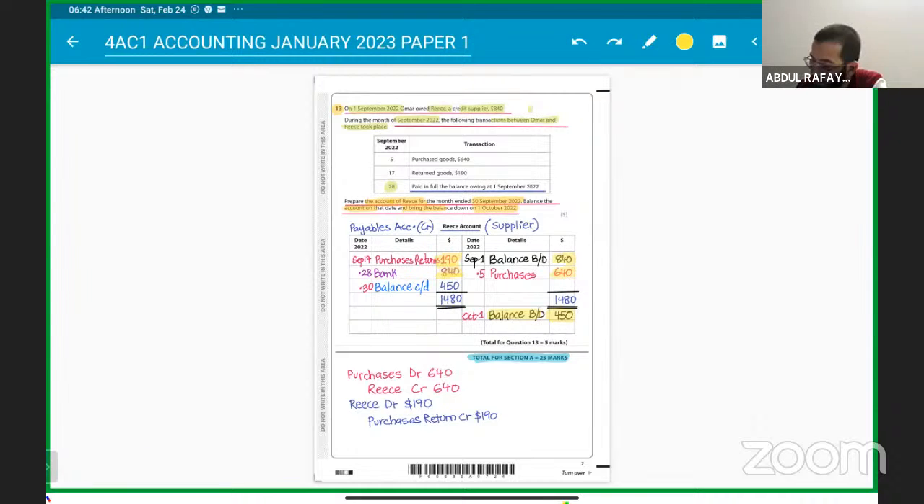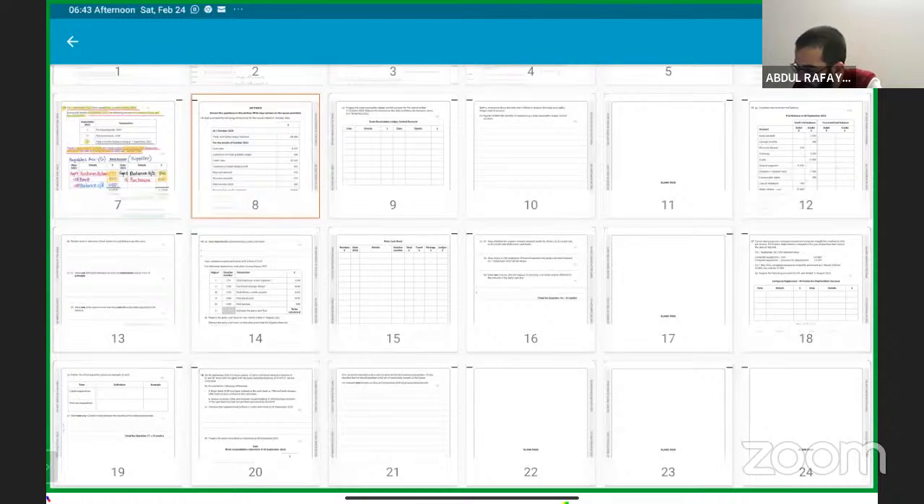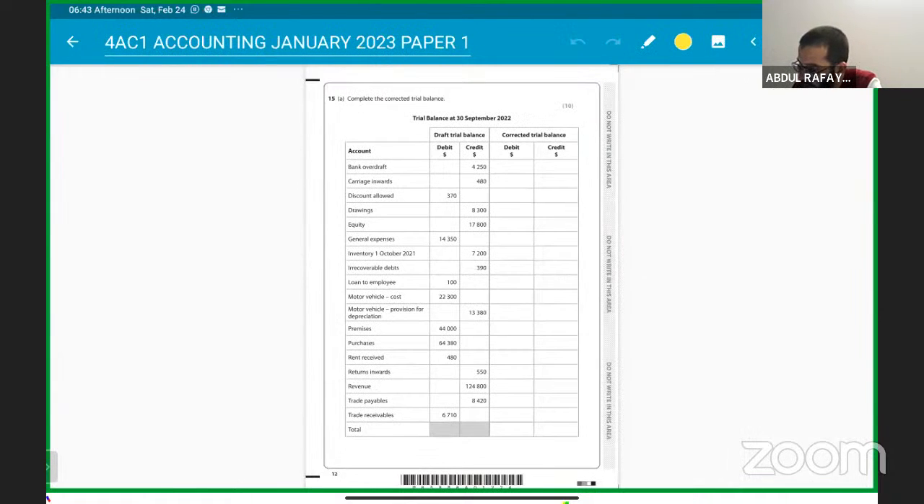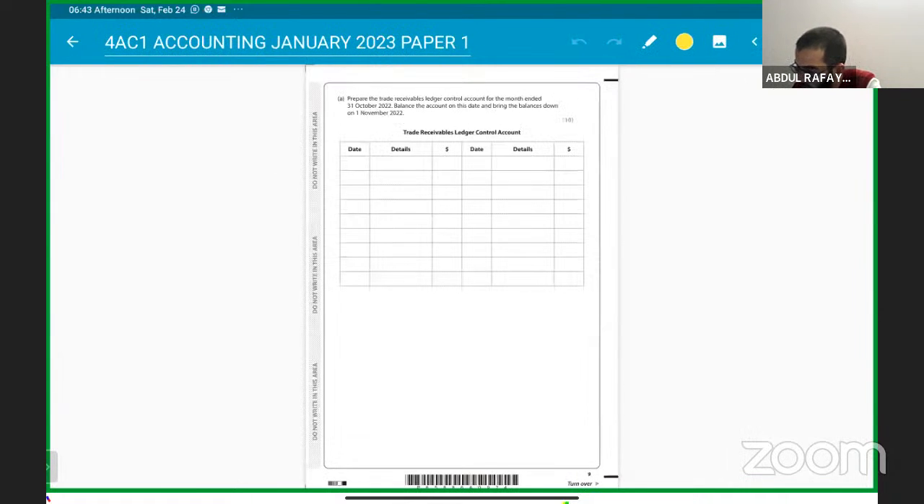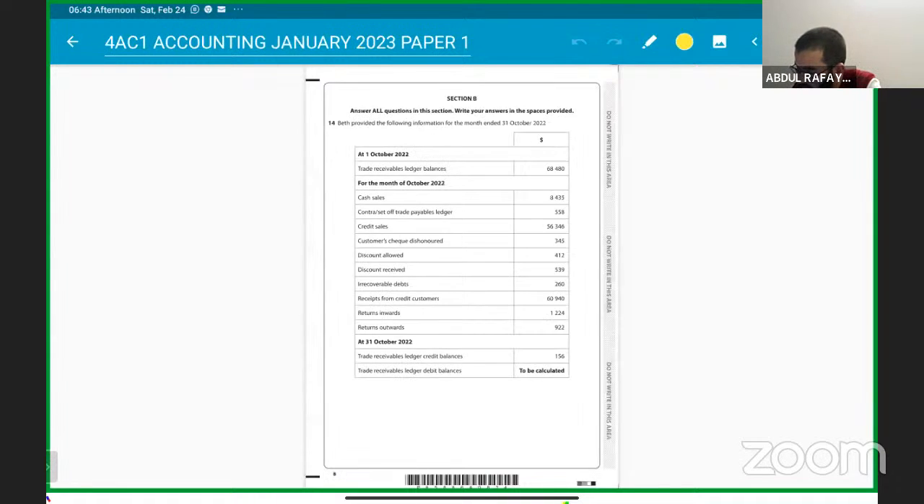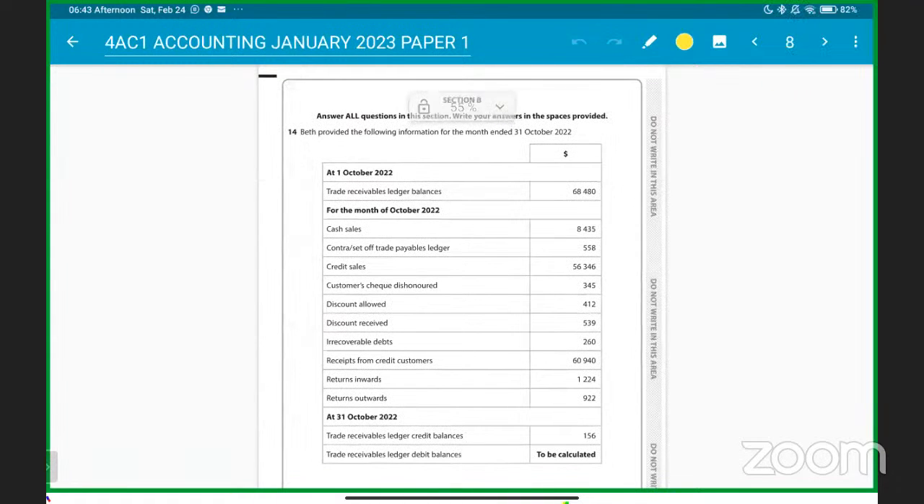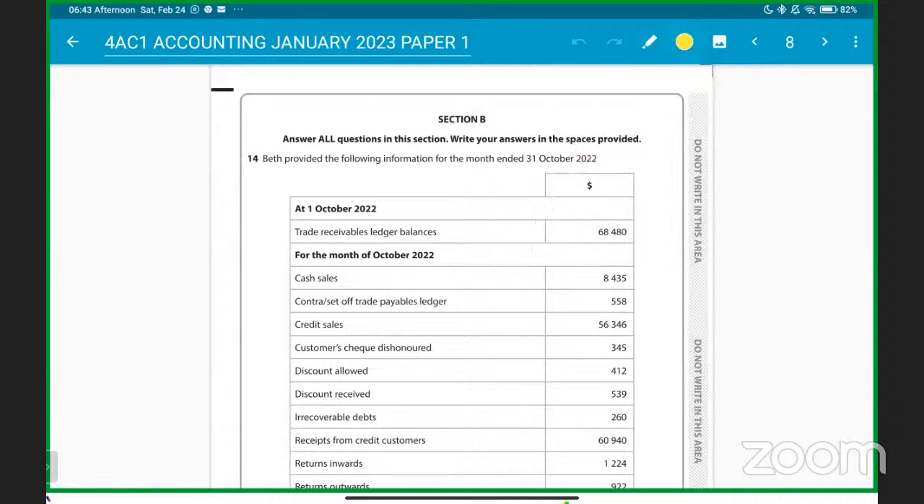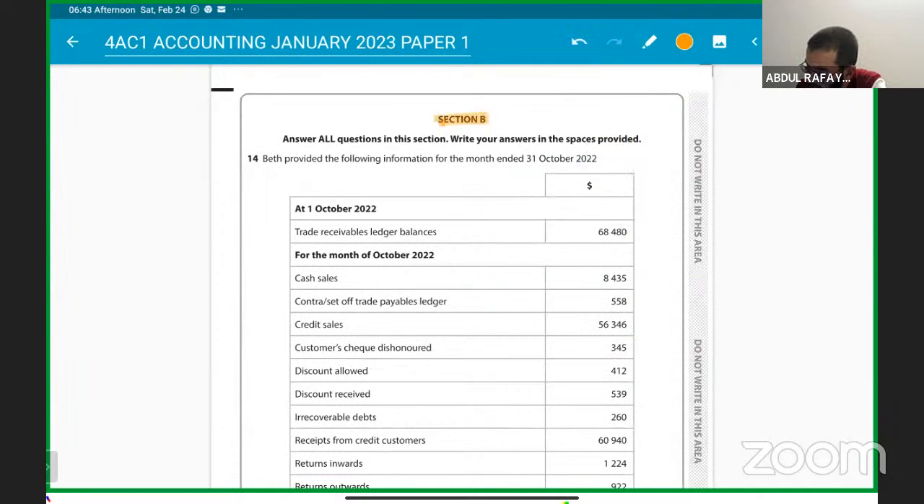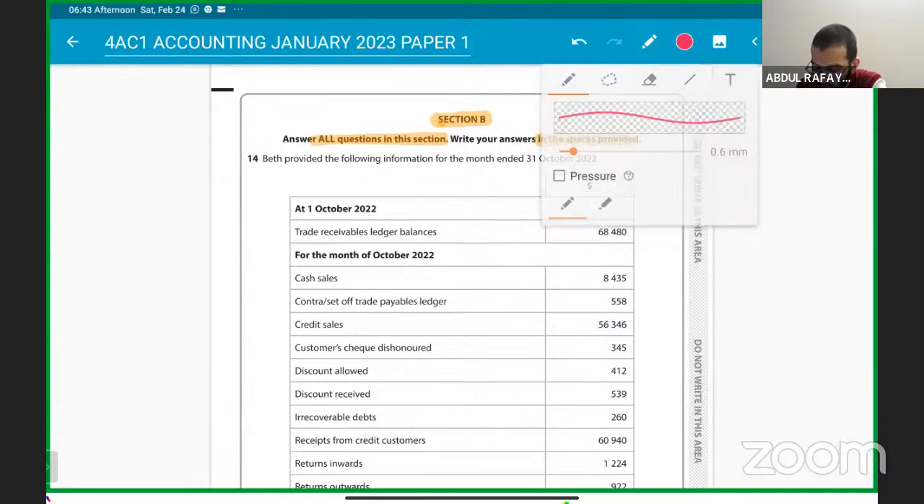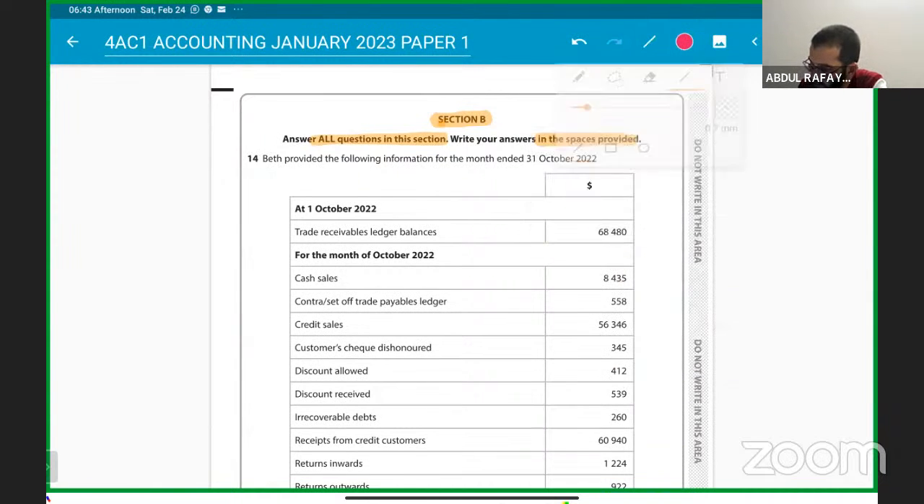So question number 13 is also done. So let's start with section number B, although we will not be able to complete it, but let's try to do as much as we can for section number B. Okay, understood? So when we talk about section number B, that is answer all the questions in this section as well. Write your answer in the spaces provided. Okay, so we have to write the answer in the spaces that is provided.